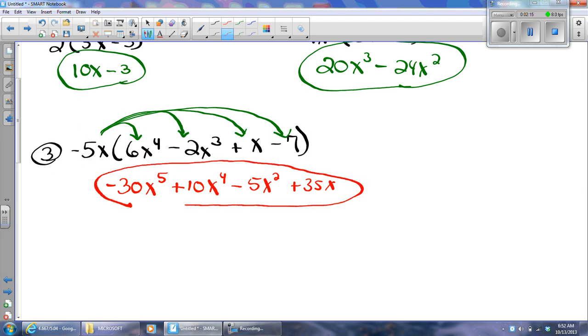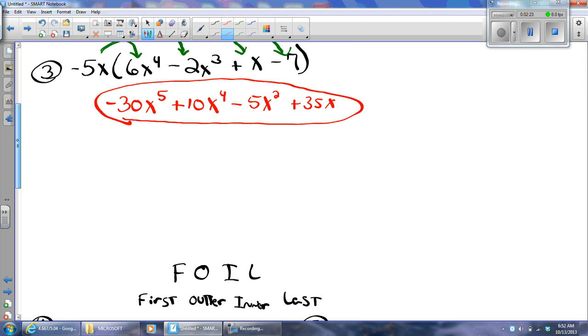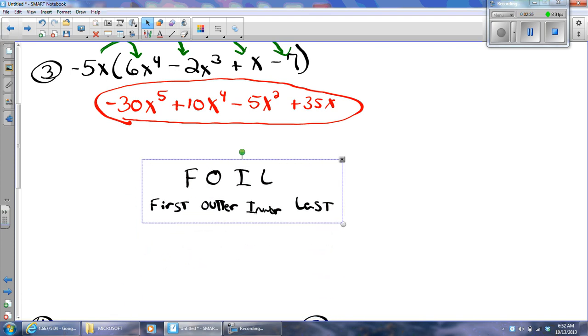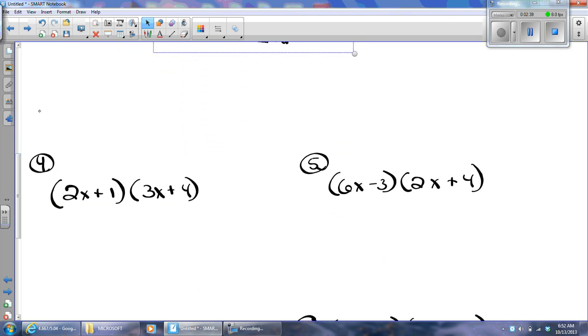Now, when we do the little f word, which you're ready to hear now, is FOIL, we're actually just going to do the big D word twice. FOIL is an acronym that stands for first, outer, inner, and last. And it just reminds us what we have to multiply together so that we don't miss anything. Okay? So FOIL: first, outer, inner, last. So let's see how this works.